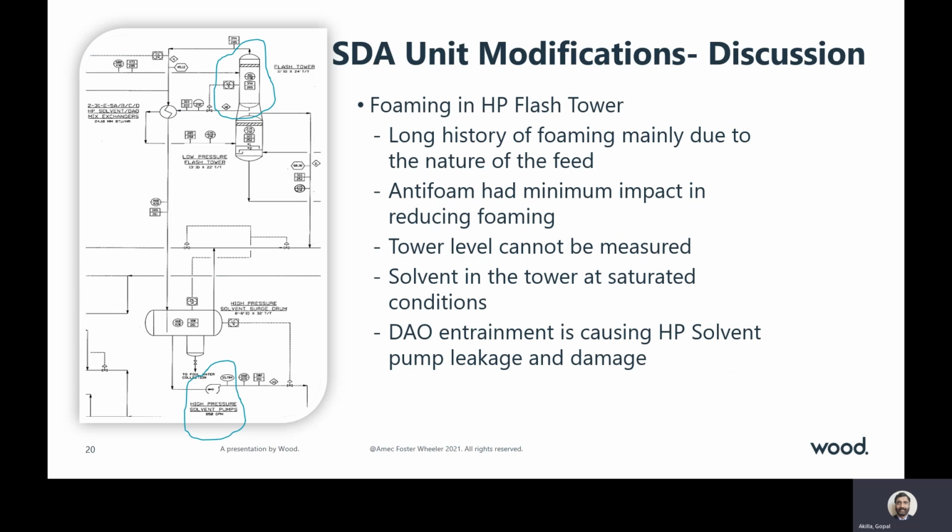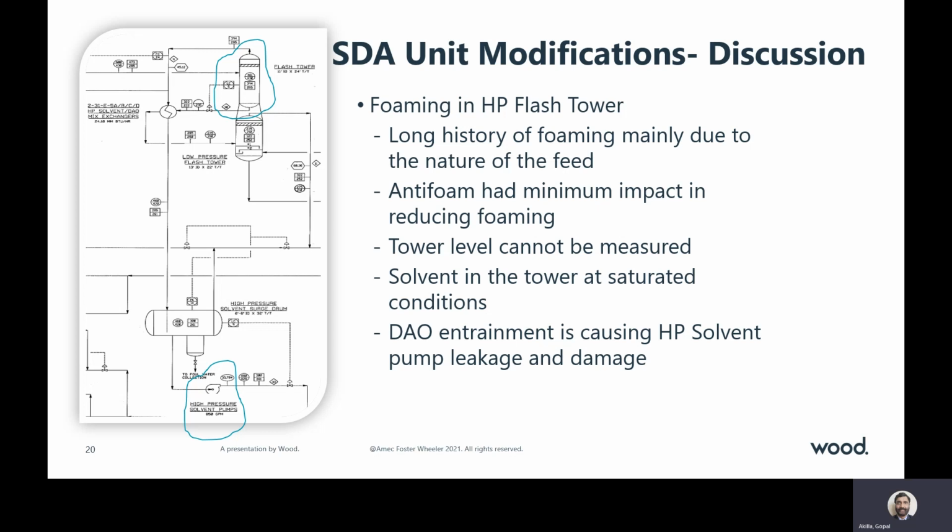Now, foaming in the HP flash tower. There is a long history of foaming, mainly due to the nature of the feed. You can see at the top of this figure, the top vessel is the HP flash tower. The circled area is where the foaming is happening. Anti-foam had a minimum impact in reducing foaming. Tower level could not be measured.